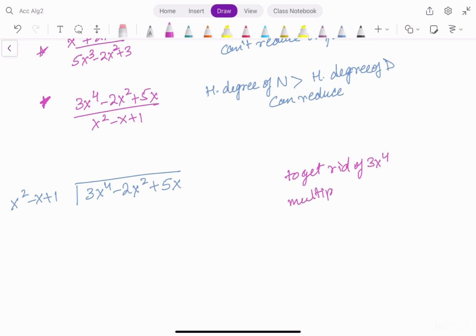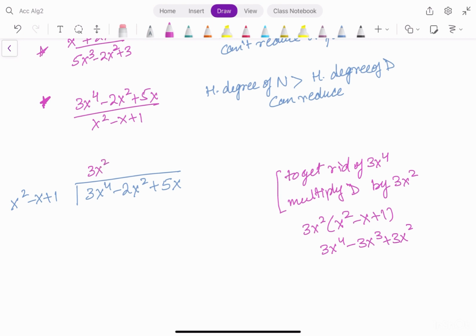In this case, we need to find a way to get rid of 3x^4. We can do that by multiplying the denominator by 3x^2, because 3x^2 times x^2 will give you 3x^4. So this will be 3x^4 minus 3x^3 plus 3x^2. So it says dead mice smell bad. We are dividing, and now we did the multiplication by 3x^2. Smell bad means subtract, so we will subtract this whole entire expression.